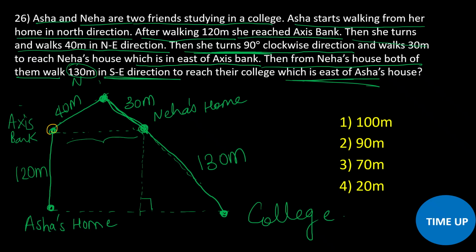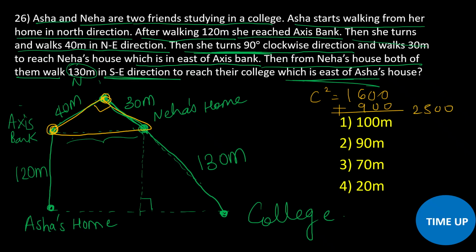So first if I take this triangle, okay, here 90 degree will be formed. So what I have to do? I have to use Pythagoras theorem. So when I apply Pythagoras theorem, you will get c square is equal to, this will be 1600 plus 900. So you will get 2500. So c will be 50 meter you will get. 50 meter you got here.